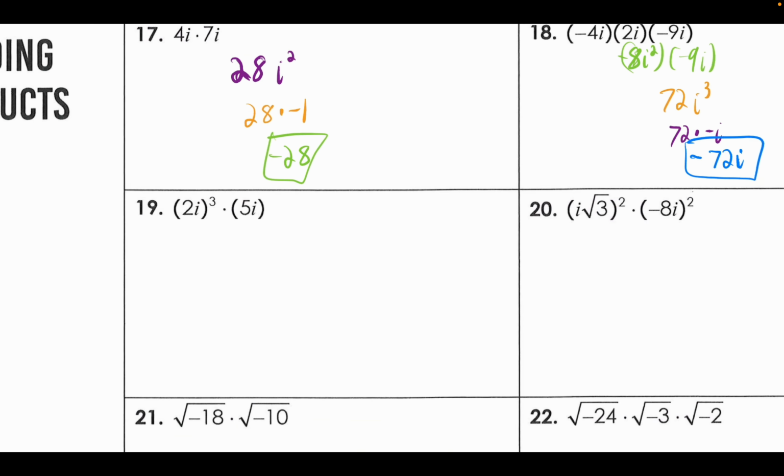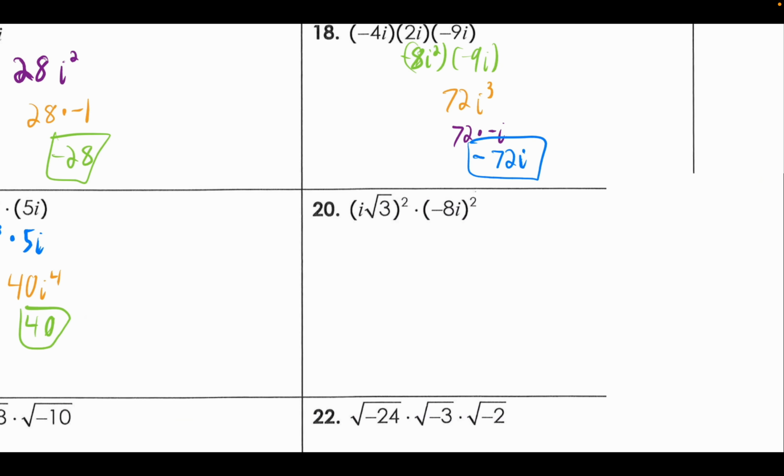Number 19, we first have to cube 2i. Now that is not just 2i cubed. Instead, it says 2i times 2i times 2i. And 2i times 2i times 2i is 8i cubed, because 2 times 2 times 2 is 8. And 8i cubed would be multiplied with 5i, which would result in 40i to the fourth. Remembering that i to the fourth is just 1, this is 40 times 1, or 40.